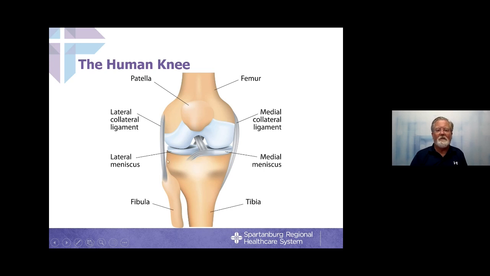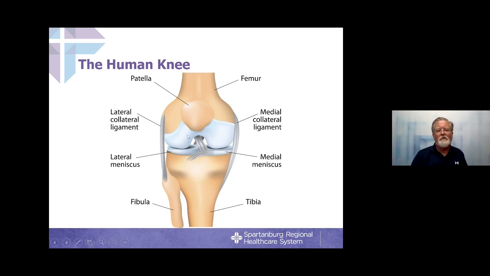The four main ligaments in the knee: the lateral collateral ligament on the outside part of the knee, the medial collateral ligament on the inside part of the knee, two ligaments that crisscross in the center of the knee, the anterior and posterior cruciate ligament. The anterior cruciate ligament is better known by its initials, the dreaded ACL. We always hear about people with ACL injuries.